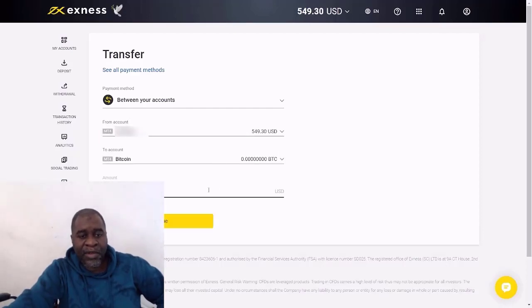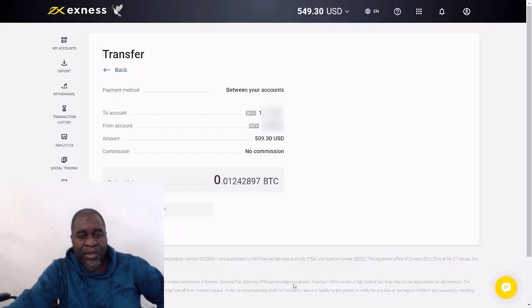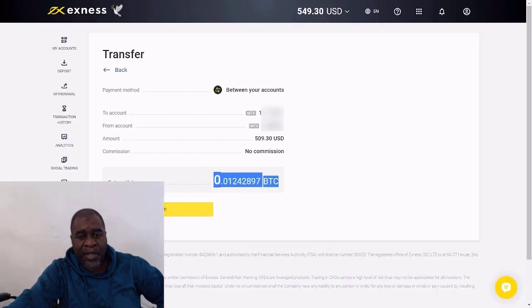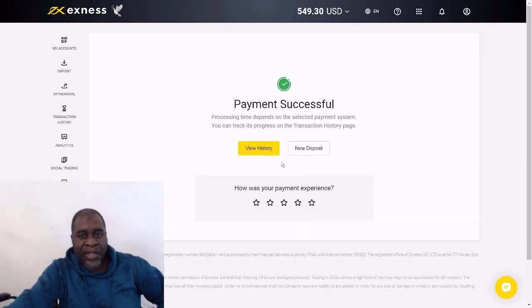Let me put in the amount, which is about $509.30. I'll click on confirm. Then here I am going to confirm these details. It's going to be that much Bitcoin. Then the transfer is done from the fiat to the Bitcoin wallet.